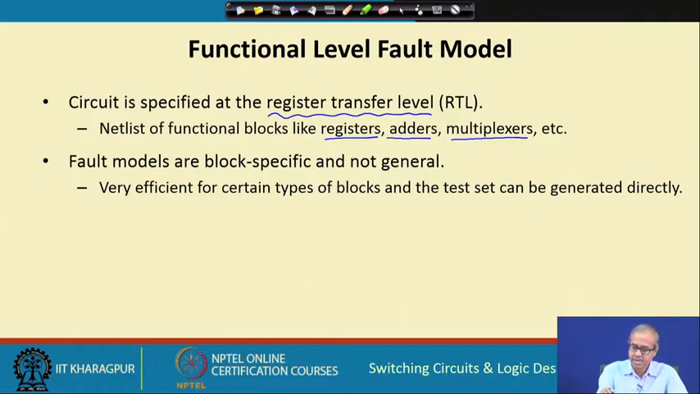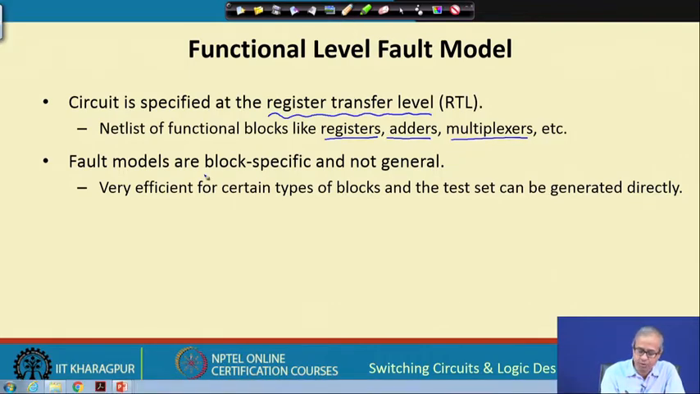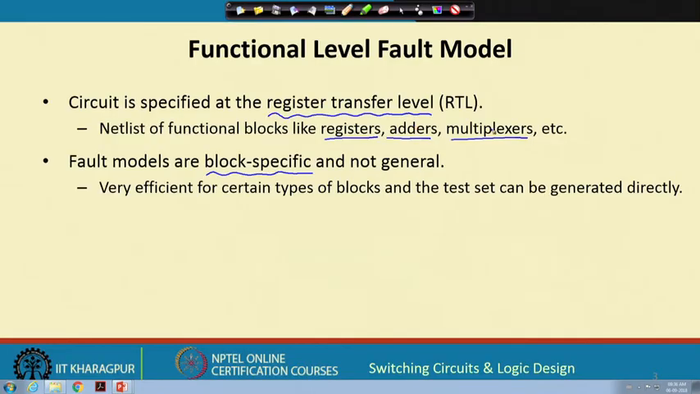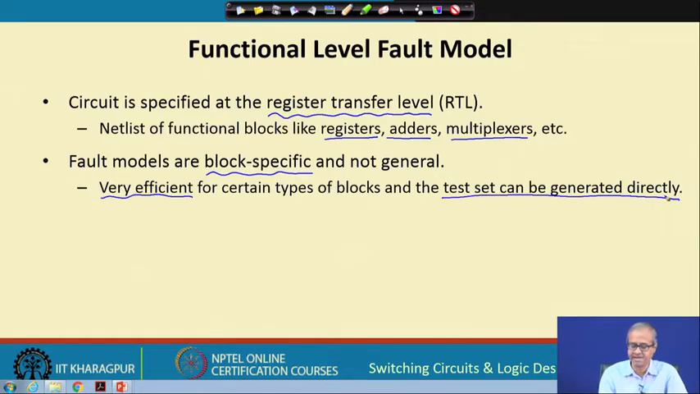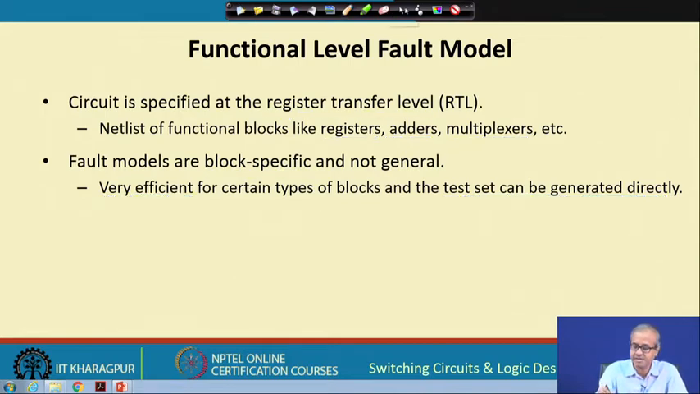The point to note is that fault models that are defined at the functional level are very specific to blocks. For a multiplexer, I will have some fault model, for an adder I will have a different fault model. They are not general, they will be very specific to the blocks that are being used. But let us say for a multiplexer, if you have a strategy, that will be very efficient. I will take an example for a multiplexer. You can see that the test set can also be generated fairly directly. This we shall be seeing.